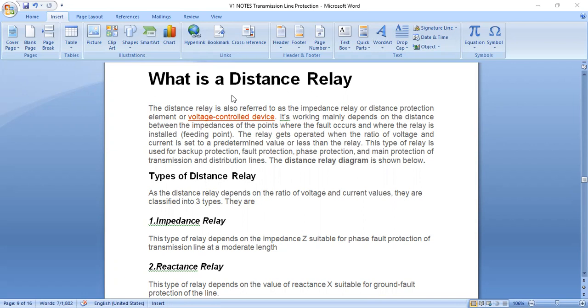In the transmission line, the impedance Z is proportional to the length. Which Z? It is nothing but the impedance of the transmission line. So if the distance is to be measured, a relay that can measure the impedance can be used. This relay measures the impedance up to a predetermined point, so it is called the distance relay.